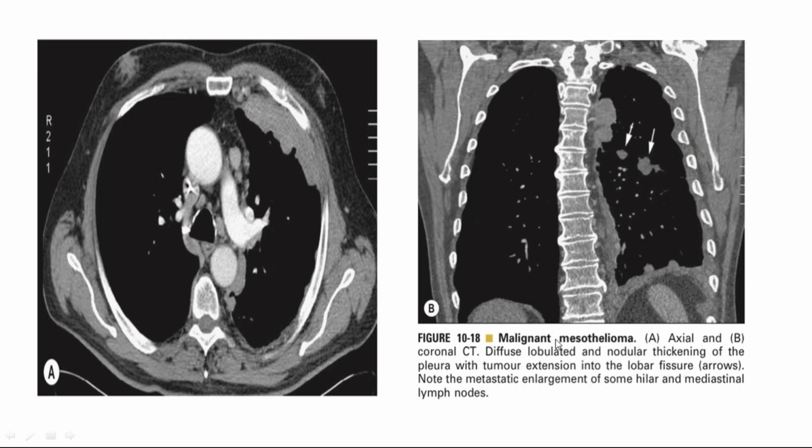This is a case of malignant mesothelioma, axial and reconstructed CT images showing a diffuse lobulated and nodular thickening of pleura with tumor extension into lobar fissures. There is a metastatic enlargement of some hilar and mediastinal lymph nodes, which we can see in these reconstructed coronal images.